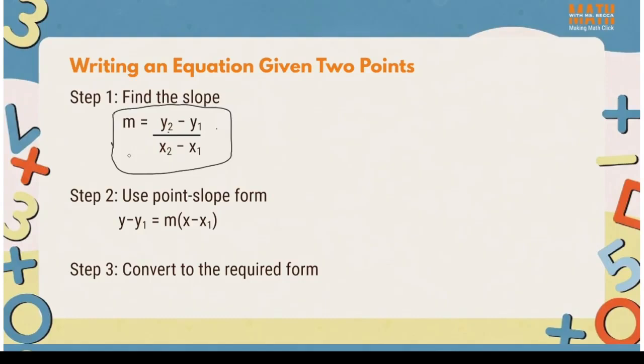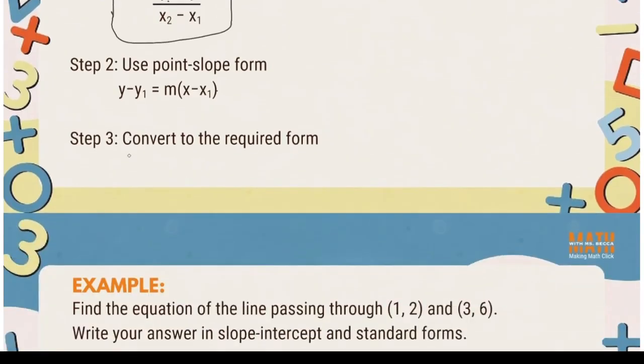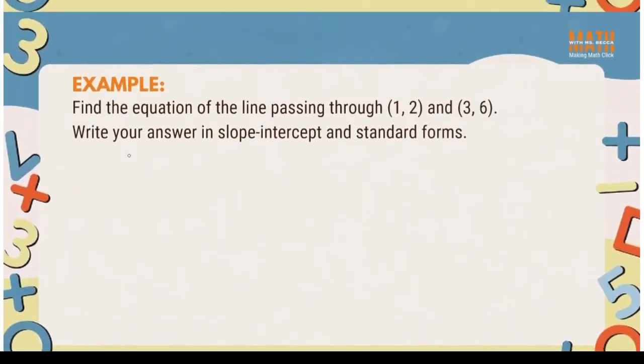Then you use point slope form. You substitute the values into this to get point slope form. Then you convert it to whatever form is required. Whatever form the question says you should convert it to, you convert it to that. Now we have to find the equation of the line passing through this point. This is point 1 and this is point 2, and we have to write the answer in slope intercept form first, and then we have to write it in standard form.